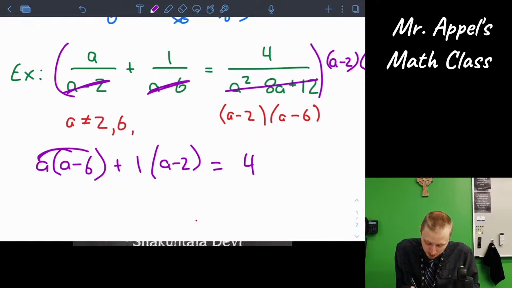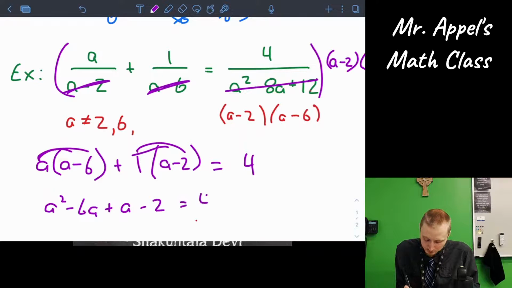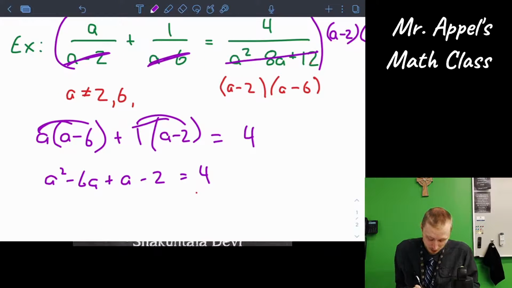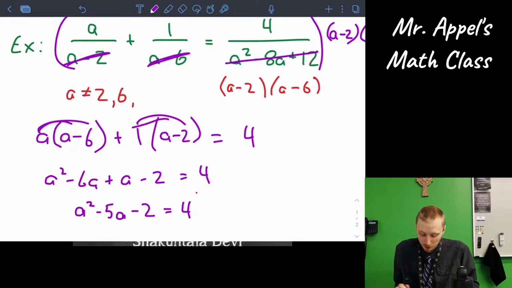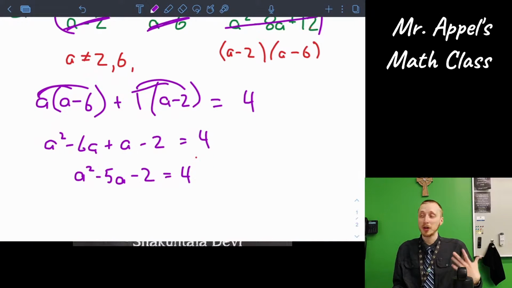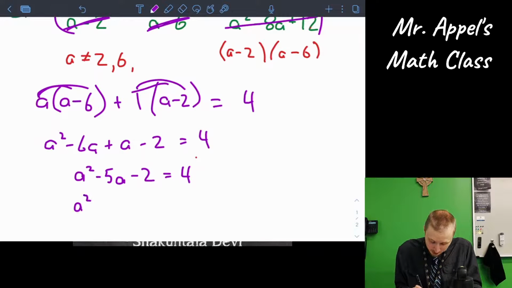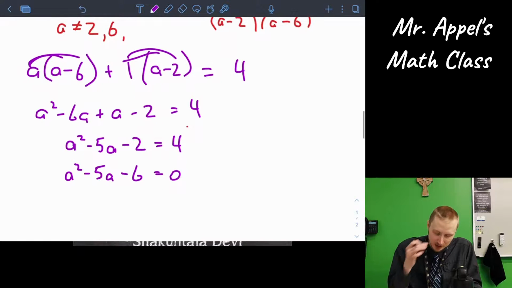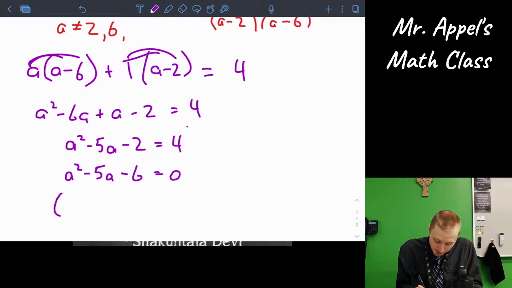Distribute, combine like terms. Okay, a times a is a squared minus 6a plus a minus 2 equals 4. So a squared minus 5a minus 2 equals 4. It's a quadratic. Deal with it as you normally would. Move this 4 over: a squared minus 5a minus 6 equals 0. Factors of negative 6 that add to negative 5.